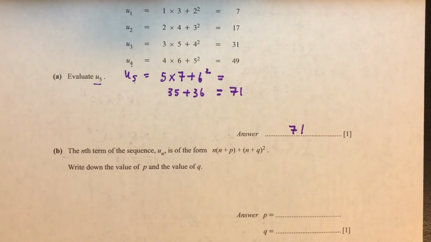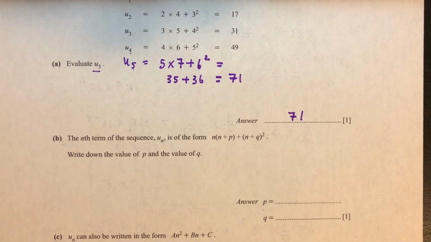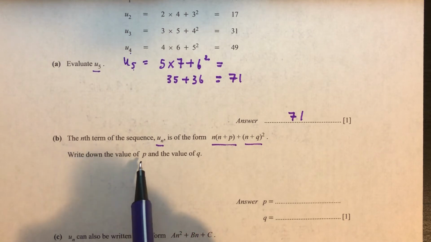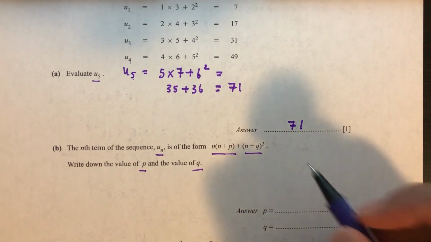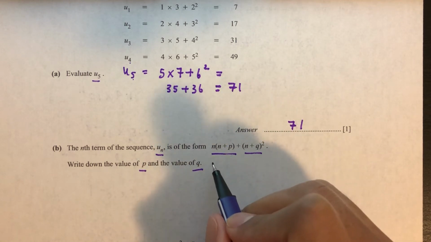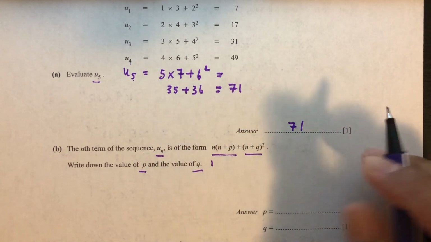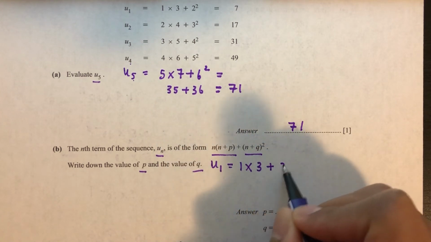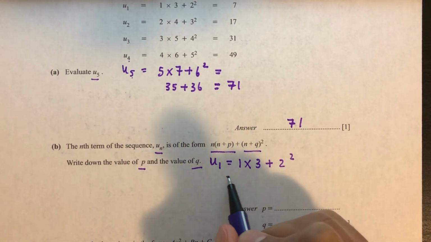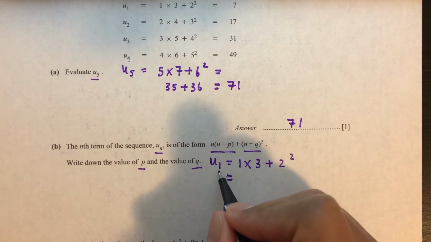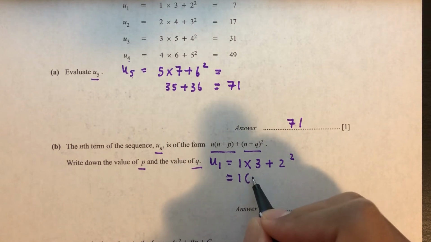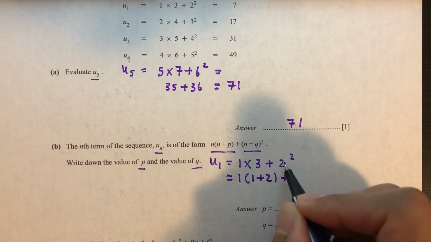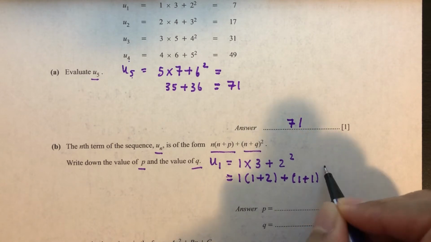Okay, moving on to part B. We have the nth term of the sequence, un, in this form. Write down the value of p and q. Okay, so let's compare with the first term. The first term is 1. Let's write it down. So the first term is 1 times 3 plus 2 squared. We can see that n here is 1, so 1 is the first term, and then we have 1 plus 1 equals 3, 1 plus 2, plus 1 plus 1 squared, right?